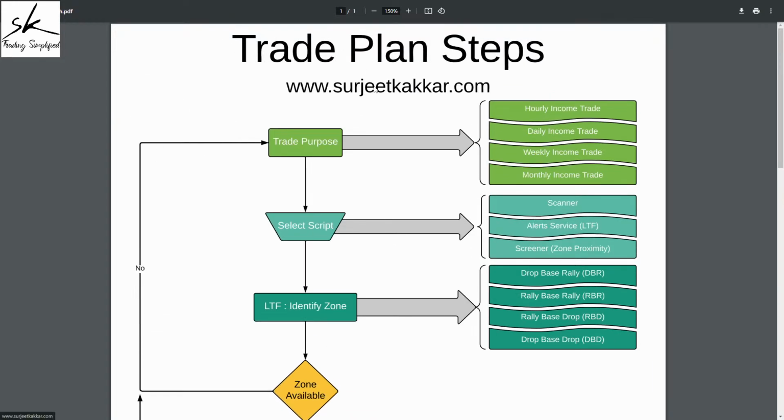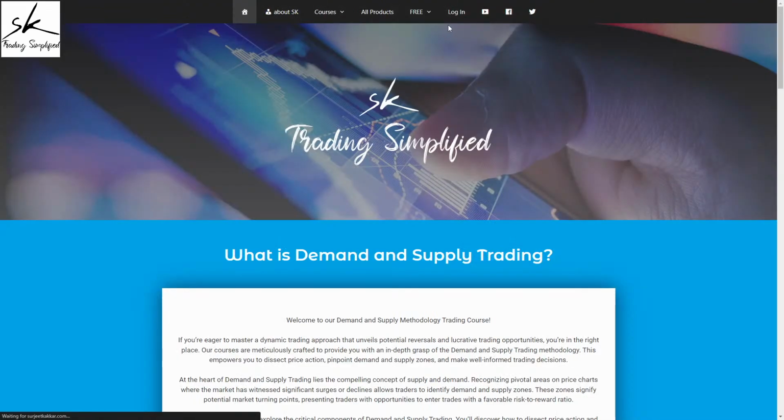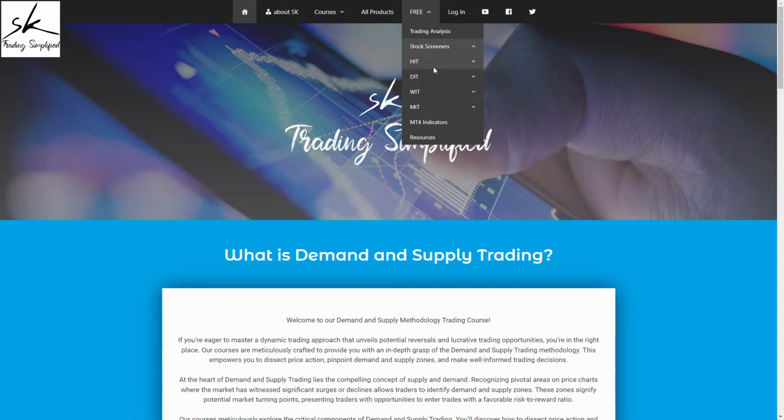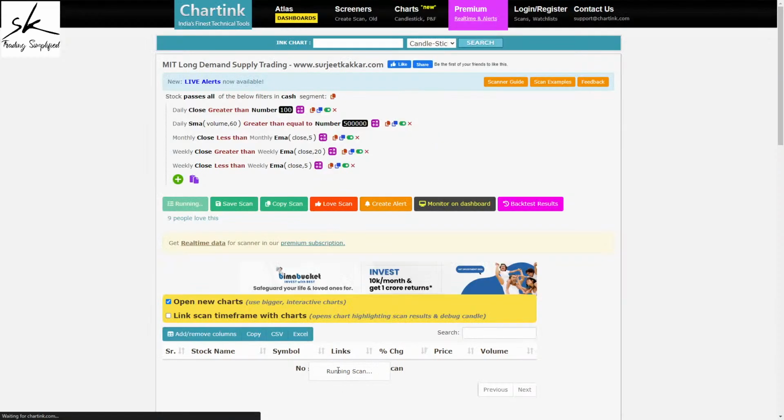Like I was saying, once you go to our website, under the free tab, you have the stock screener option. And here you have screeners for all 4 different trade purposes, your HITs, DITs, WITs, and MITs. Because I opted to plan monthly income trades, I can click on MIT. I can run the long scan and the short scan. So here you can see the long scan is still saying running.